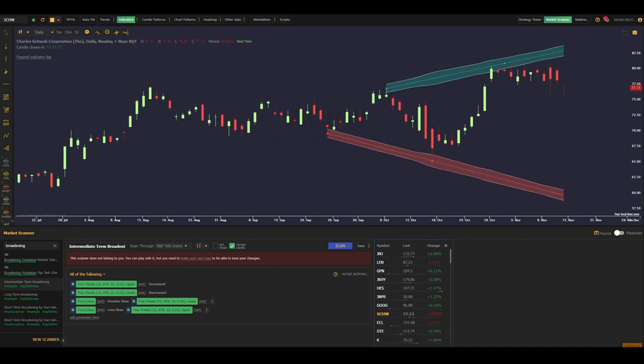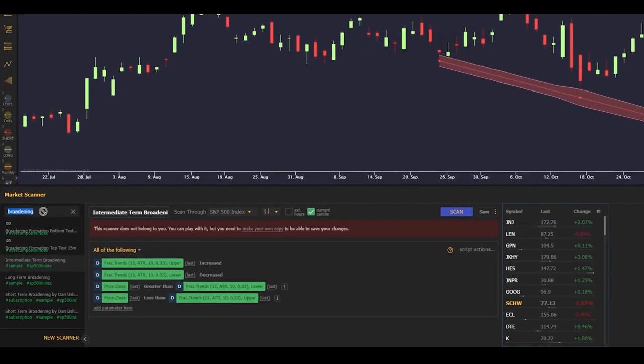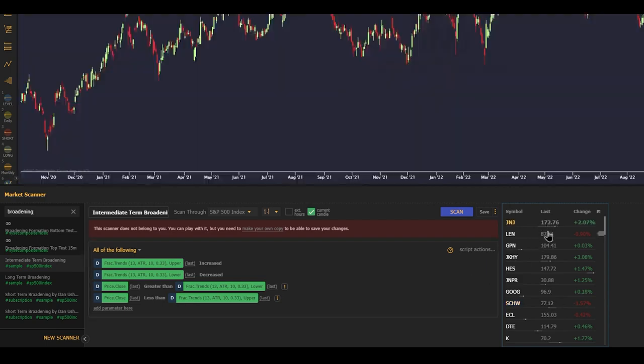There are many ways to easily find these opportunities within the TrendSpider platform, but the most efficient way is by utilizing the broadening range shared scans inside the TrendSpider Market Scanner. Inside the scanner, simply search the word broadening, and you can choose between several scans that utilize the fractal trendlines indicator to automatically find these broadening ranges for you.